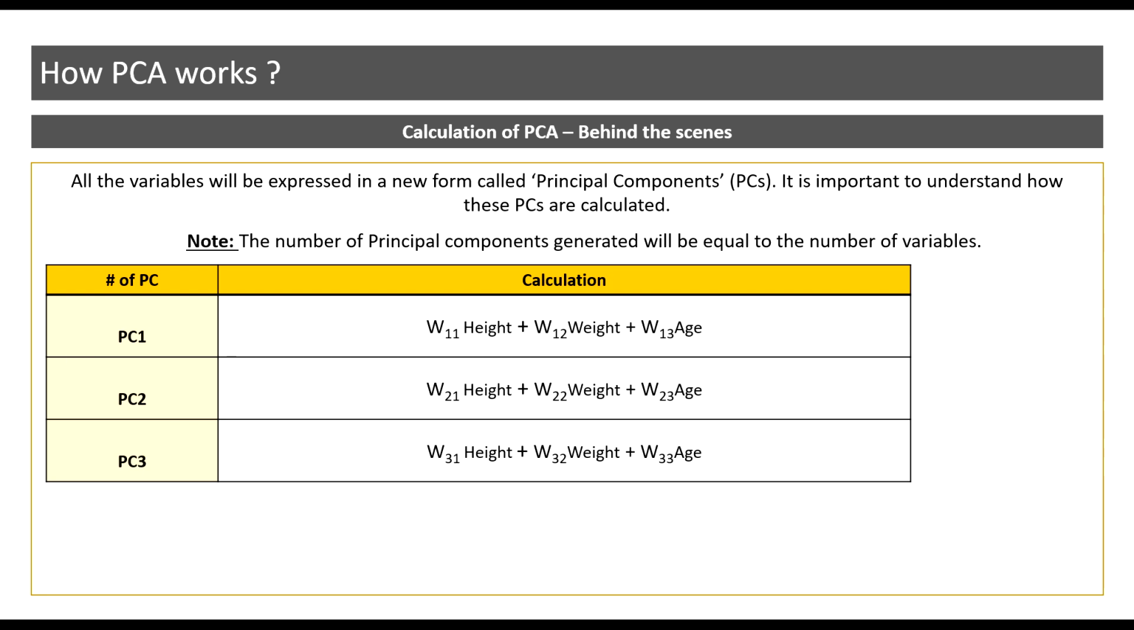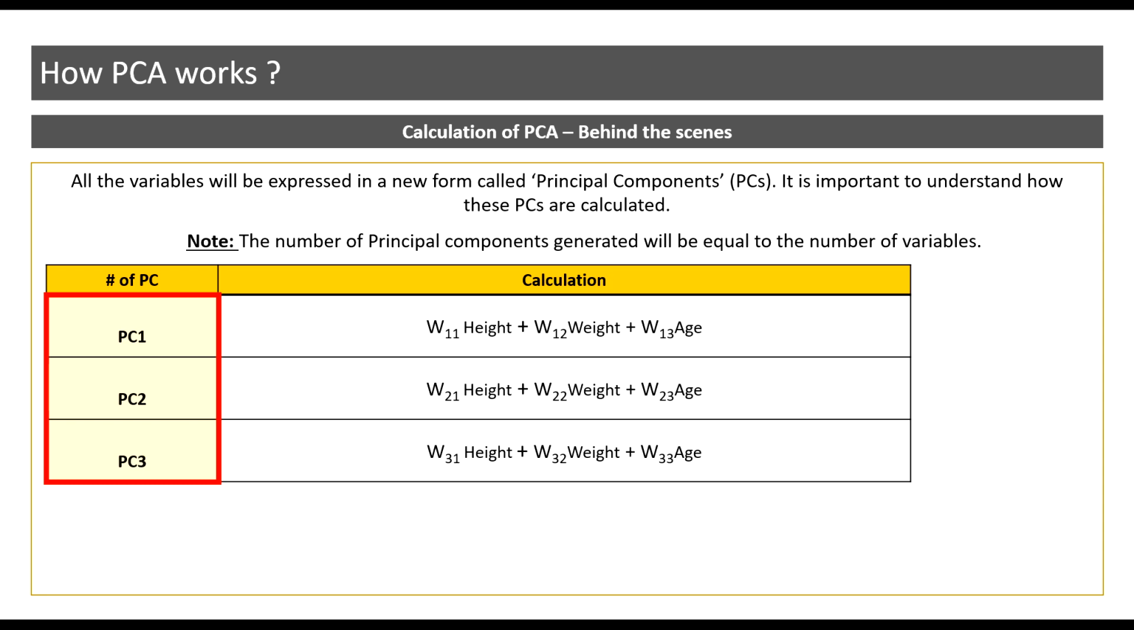It is important for you to note that the number of principal components calculated will be equal to the number of variables. Here, you can see that I have three principal components. That is because I have three variables, that is height, weight, and age. Note that for the purpose of this example, I will deem height as my first variable, weight as my second variable, and age as my third variable.